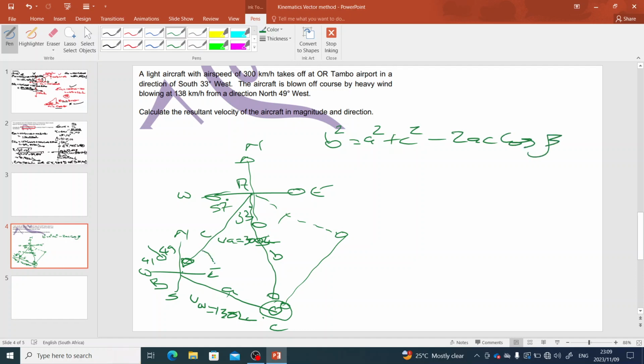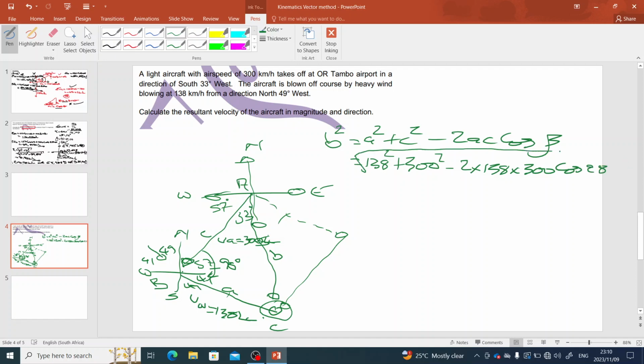I then have to determine this angle. If this is 49, this is 41. Now this alternates with that one. I'm having 57. Now 57 plus 41, I get my answer as 98 degrees. I've managed to determine that angle. Now my small a is 138 squared. My c would be 300 squared minus 2 times 138 times 300 cos 98. All square root. Then I get my answer.